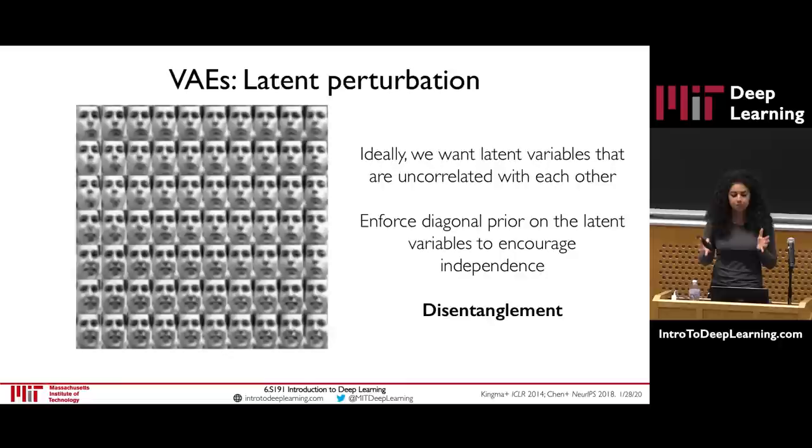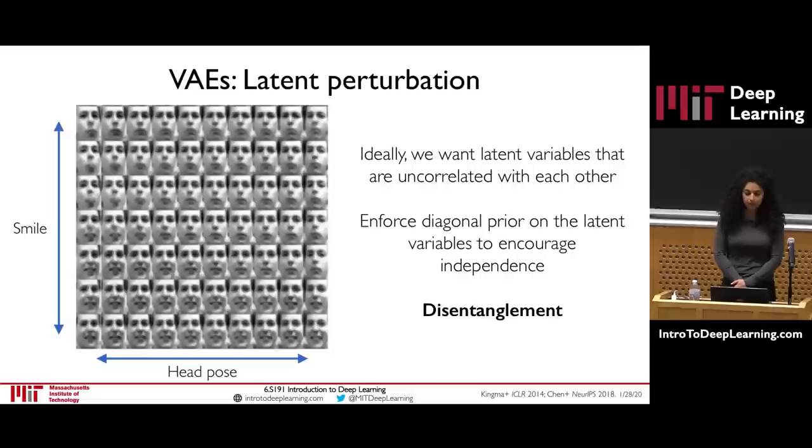So here's the same example as before, now with faces again, where we're now walking along two axes, which we can interpret as pose or orientation on the x, and maybe you can tell the smile on the y-axis. And to reemphasize, these are reconstructed images, but they're reconstructed by keeping all other variables fixed except these two, and then tuning the value of those latent features. And this is this idea of disentanglement, by trying to encourage the network to learn variables that are as independent and uncorrelated with each other as possible.